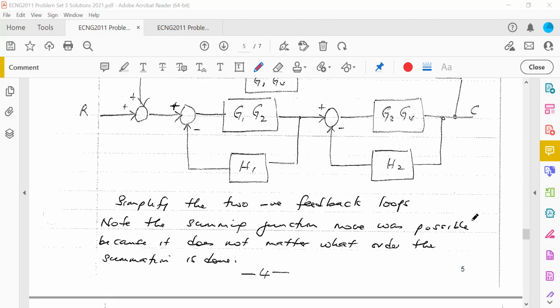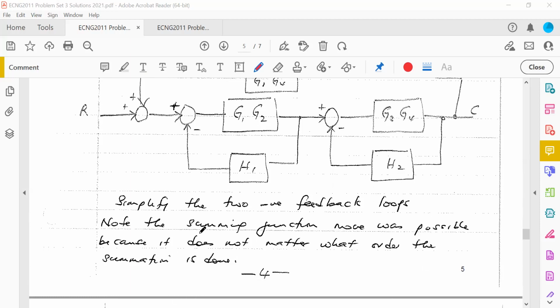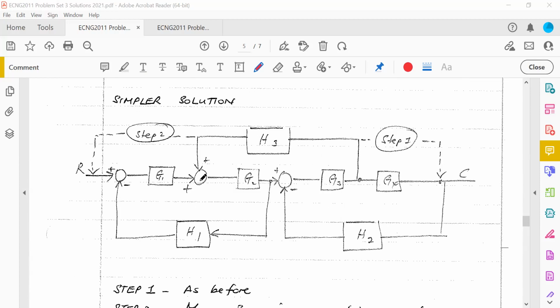All right. And the point I was making here is that the summing junction move is possible because it does not matter what order summation is done. And summation includes summing or finding the difference. Right. So because I was able to make this move, I could move this summing junction across here. So I'm jumping G1 and I'm also swapping the position of the two summing junctions here.